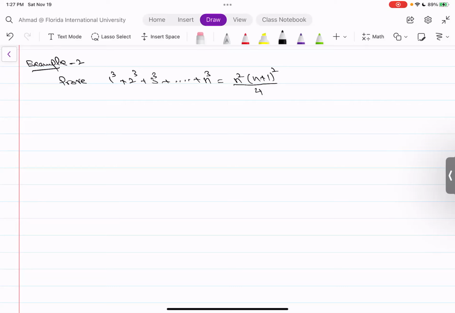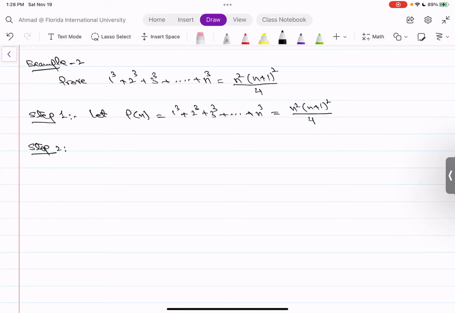So we'll use our steps. In step number one, let p of n be 1 cube plus 2 cube plus 3 cube plus so on plus n cube, which is equal to n square into (n plus 1) whole square divided by 4. Now, what I have to do is use my basis step to find the first value.